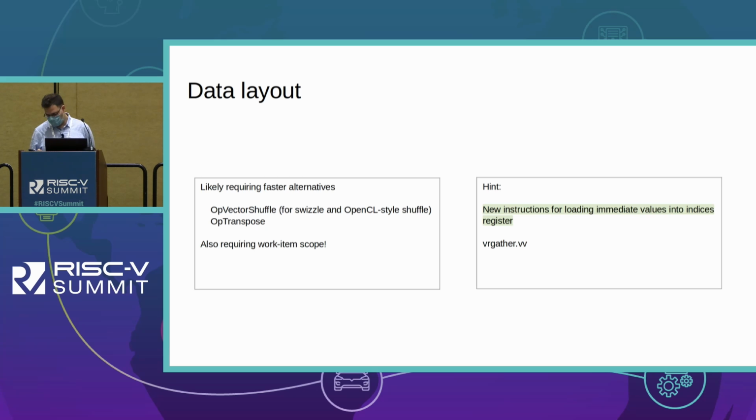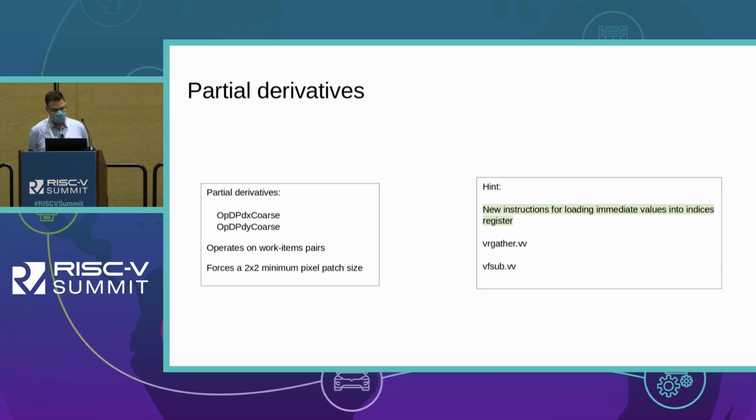And similarly, there is this partial derivatives case in which basically you are subtracting values across neighboring elements, either horizontally or vertically. And this case would also benefit from an optimized way of loading immediates for index registers.